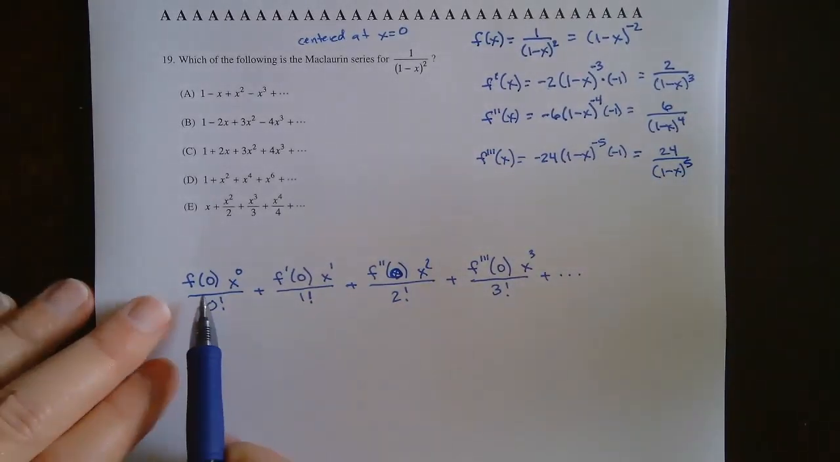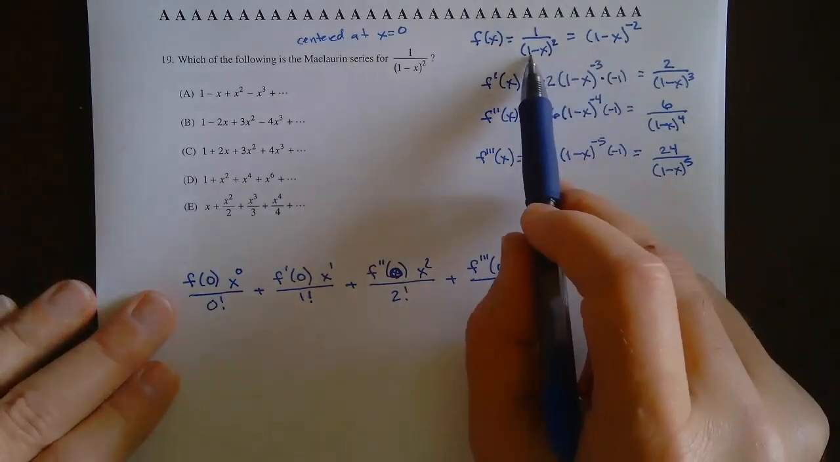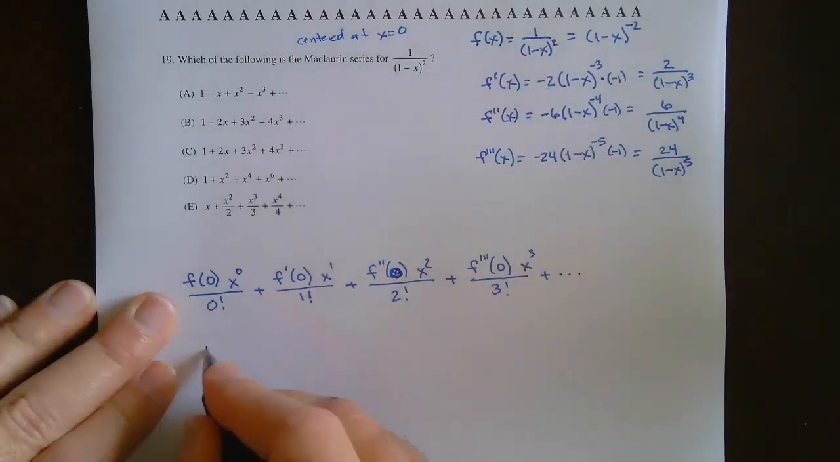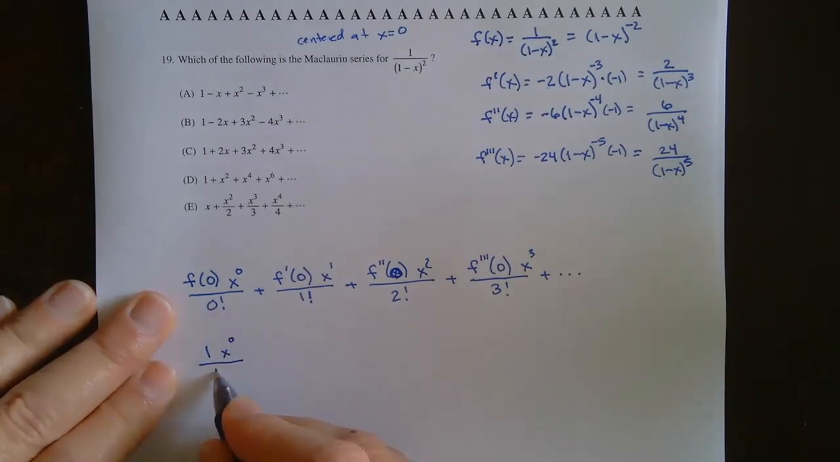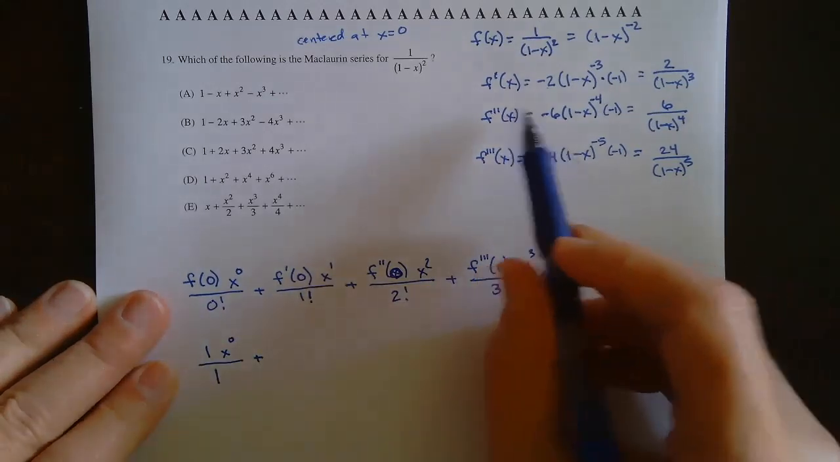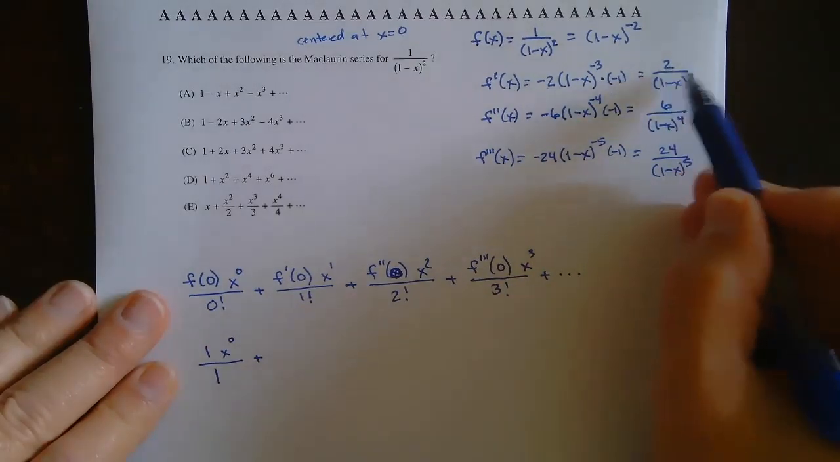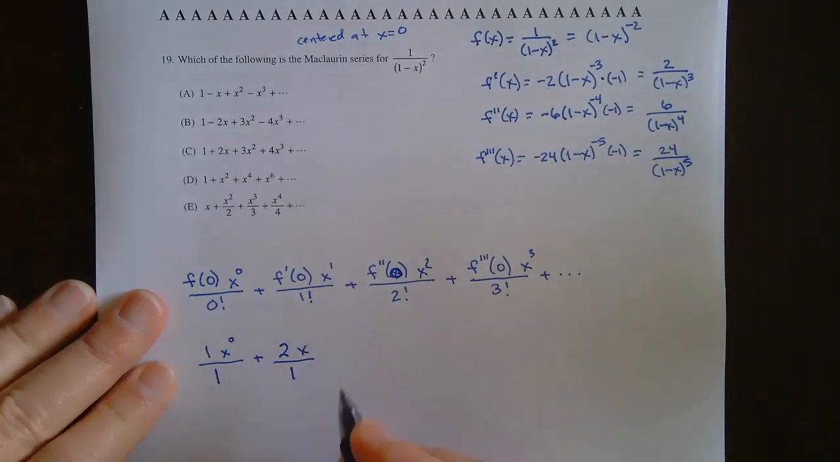So f of 0 now would be 1 minus 0, so this is just going to be 1. Let's go ahead and write x to the 0 over 0 factorial is 1. And then plus, what's f prime of 0? F prime of 0 would be 2 over 1 minus 0, so this would just be 2. So this would be 2 times x over 1 factorial is 1.